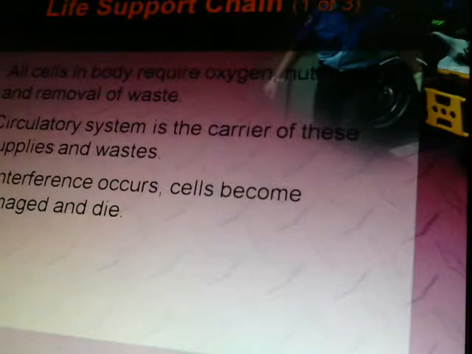Your life support chain. All cells in the body require oxygen, nutrients, and removal of waste. The circulatory system is the carrier of these supplies and wastes. If interference occurs, cells become damaged and die. That's not a good thing.